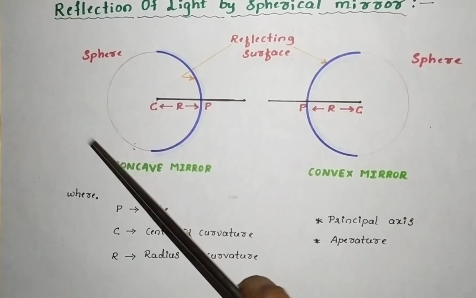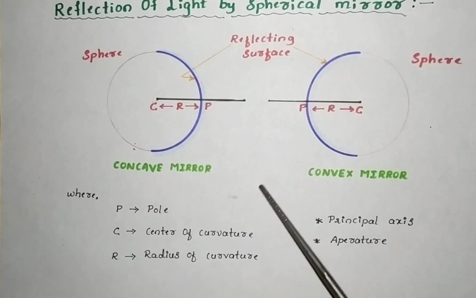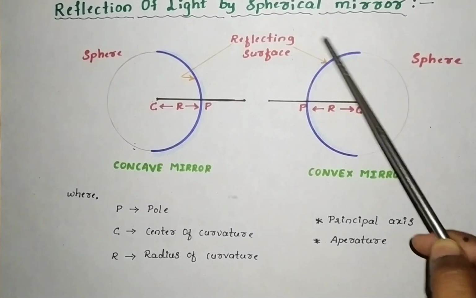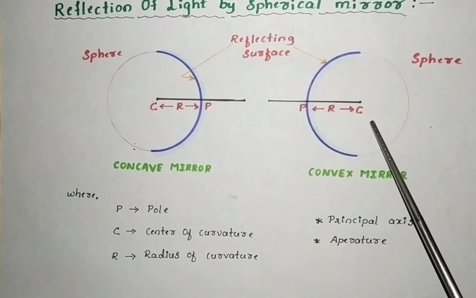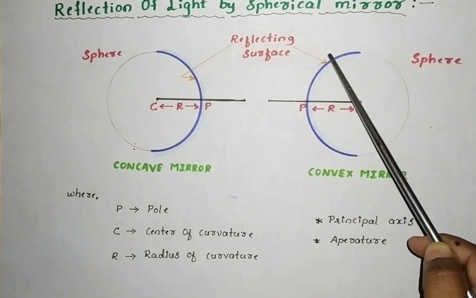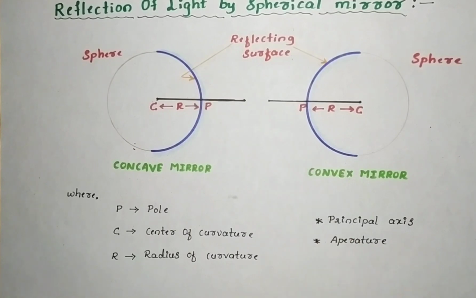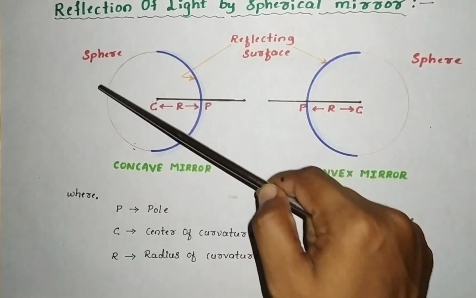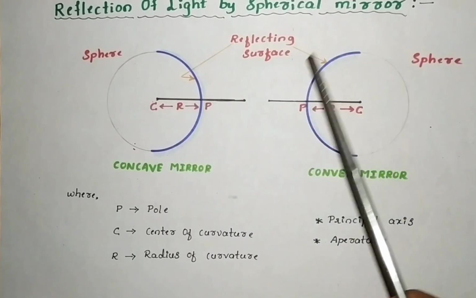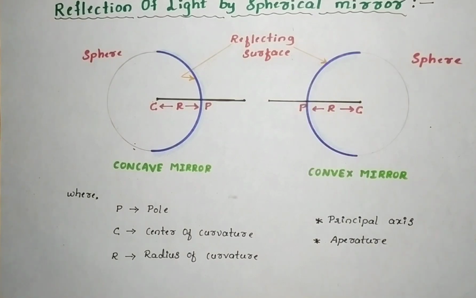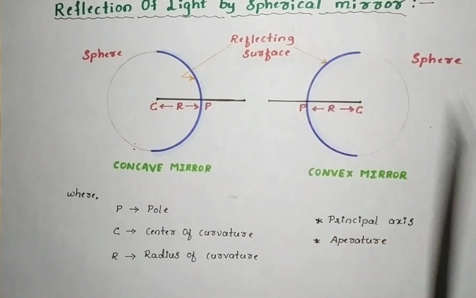Concave is inward, convex is outward. That means the reflecting surface is away from the center of curvature. So this reflecting surface is outside, here the reflecting surface is inside. Here it is towards the center, but here it is away from the center. So these are the two types of spherical mirror.